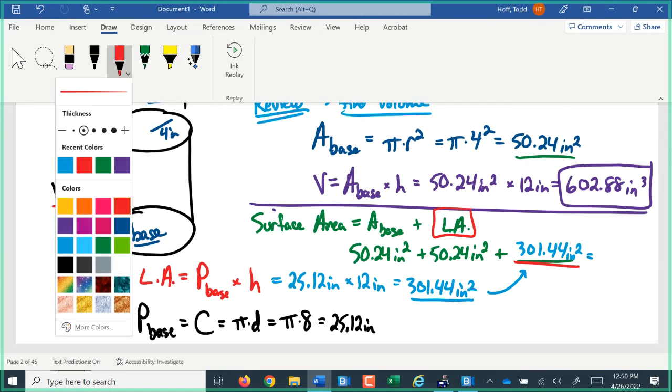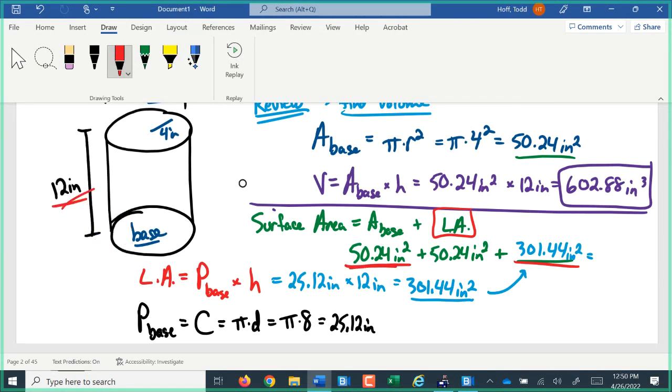Right, cool. So then I add those up. The two bases plus the lateral area gives me what? 401.92 square inches of surface area.